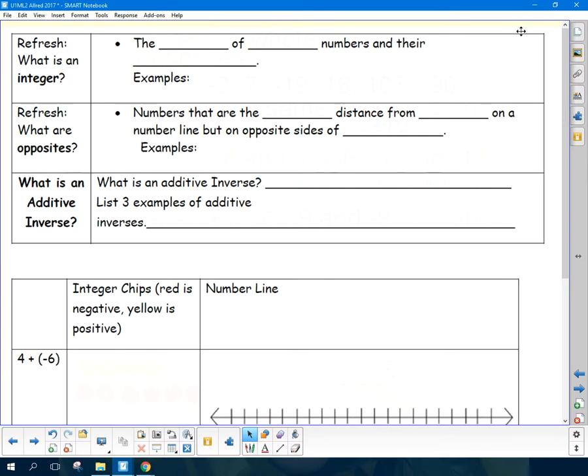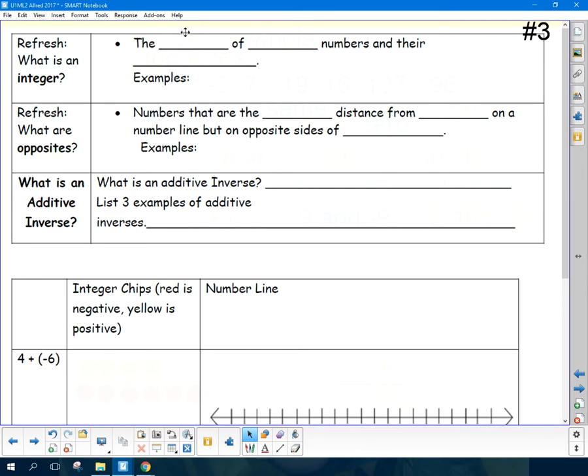Okay. On your paper, you're going to make sure that you mark entry number 3 there on the top right-hand corner of your page. This is your third entry in the table of contents. Okay. Edpuzzle is going to ask you 2 questions. It's going to ask you what an integer is and what an opposite is.